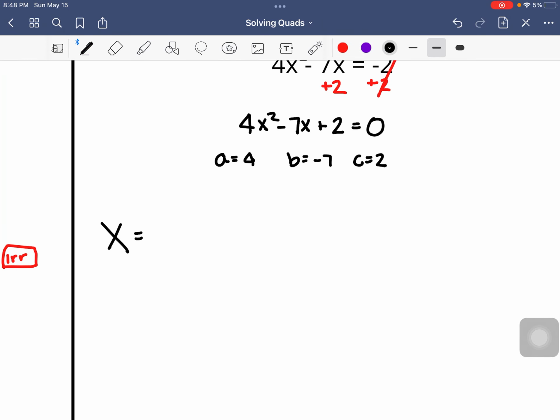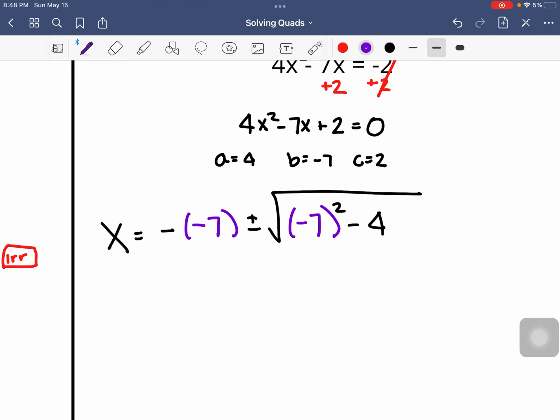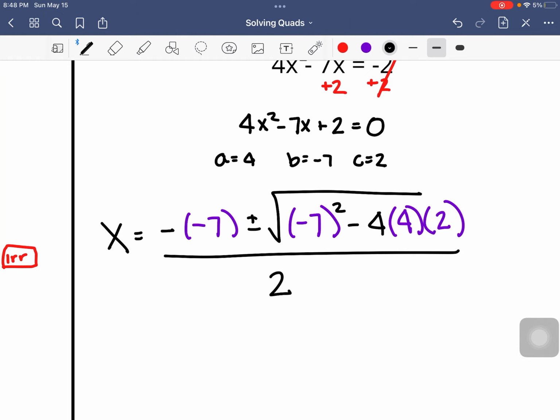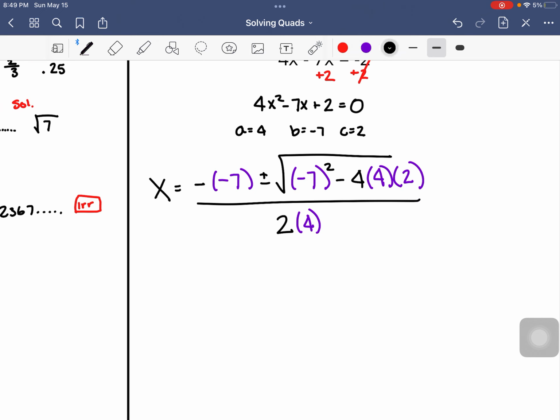So I have x equals -b, -7, plus or minus the square root of b squared, which is -7 squared, minus 4 times a, which is 4, times c, which is 2. And this is all divided by 2 times a, which is 4 again. I'm going to simplify this. X equals a negative of a negative is a positive. So I have positive 7 now. Plus or minus the square root.